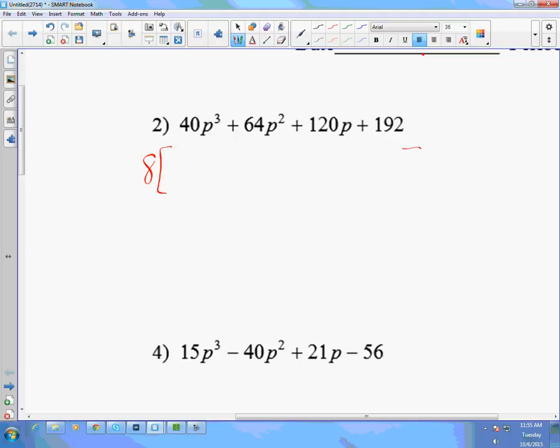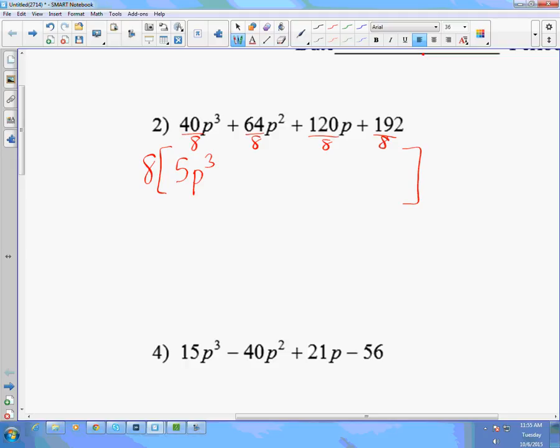I would put brackets, because I use parentheses for the grouping. You can use all parentheses if you want. And each one of these, we have to divide by 8. Do they all have p's? No. So we can't take out p's off of all of them. We can take off an 8. Let's see, what is 72p cubed divided by 8? 9p cubed, okay?